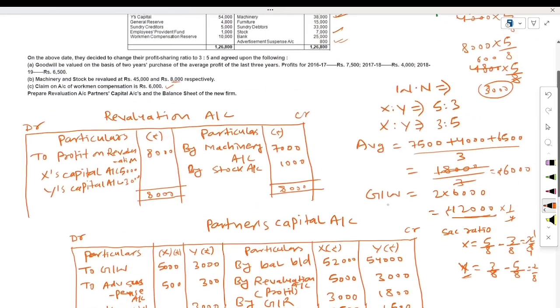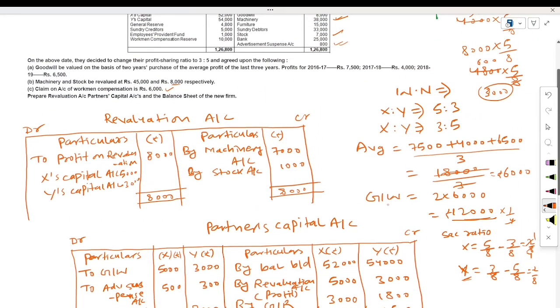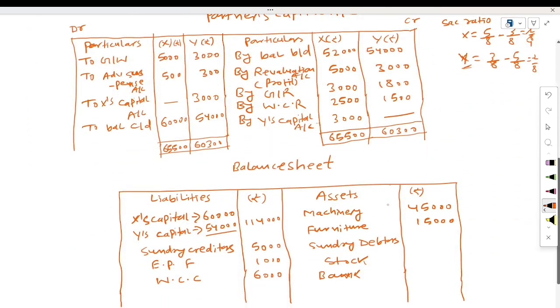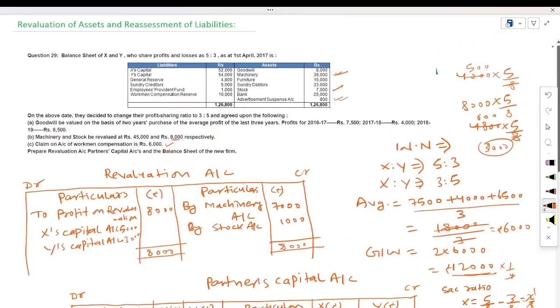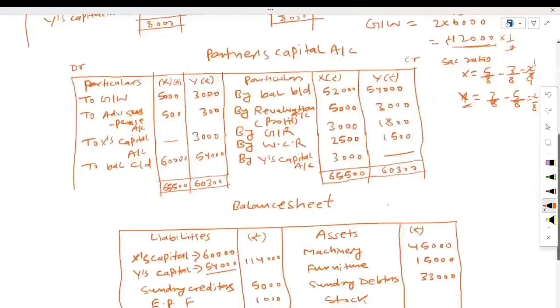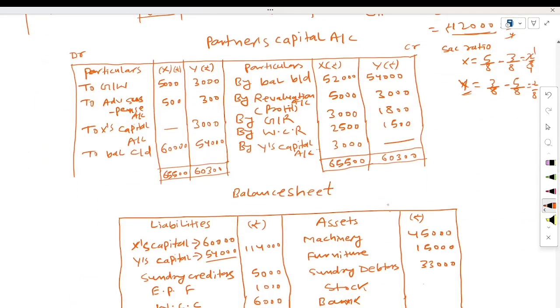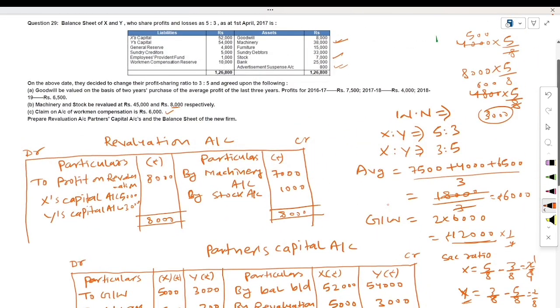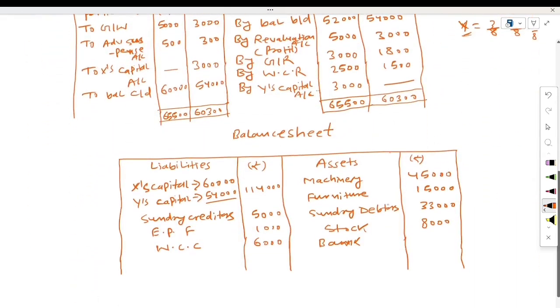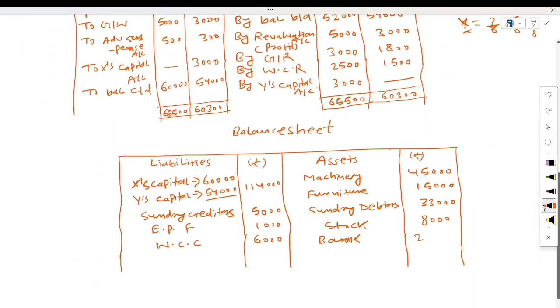Sundry debtor value was as it is. So we will write as it is 33,000. Stock value was how much? Here the stock value was 7,000. Now the new stock value is how much? 8,000. We will write the new stock value 8,000. And last, bank balance was how much? 25,000. And bank balance is also as it is. So we will write here bank balance as it is 25,000.